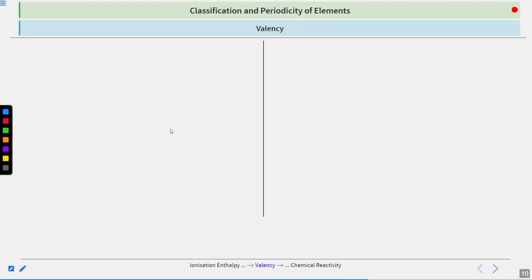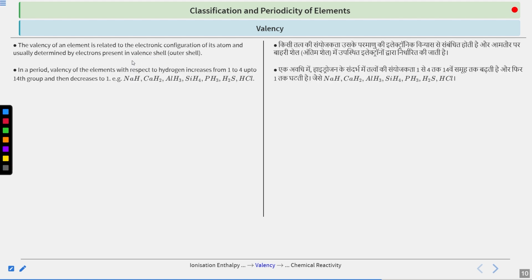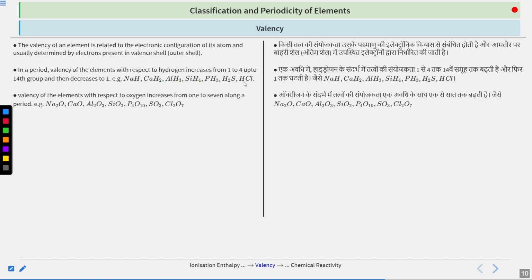Let us talk about valency. The valency of an element is related to the electronic configuration of its atom. It depends completely upon the electronic configuration of the atom and mainly on the electrons present in the valence shell. If you move along a period, the valency of the element with respect to hydrogen increases from 1 to 4 up to the 14th group and then decreases. For example, NaH, CH4, AlH3, SiH4, PH3, H2S, and HCl.